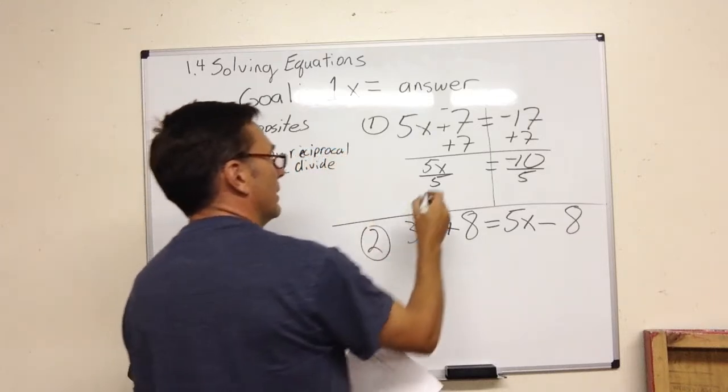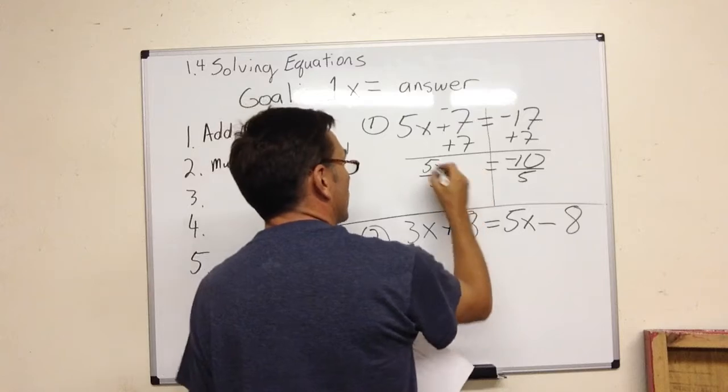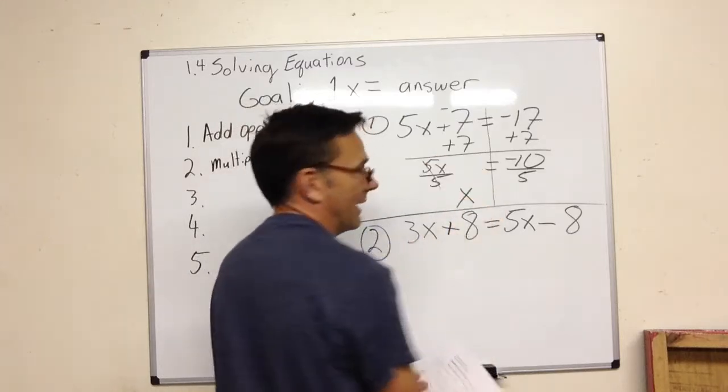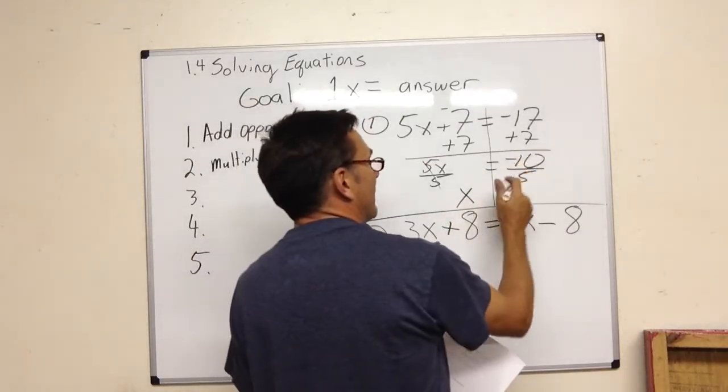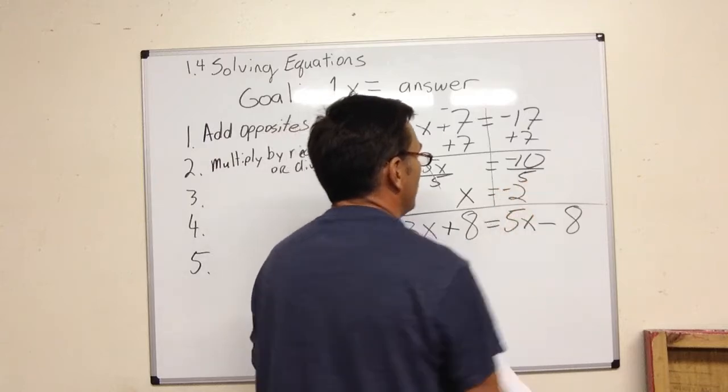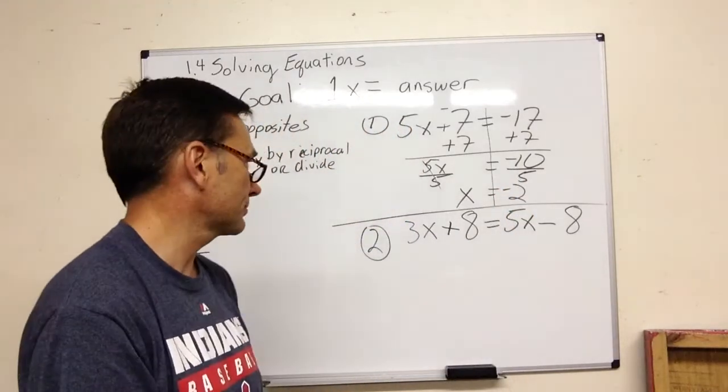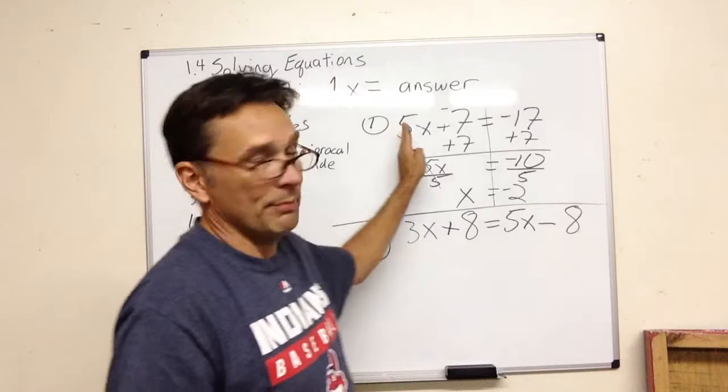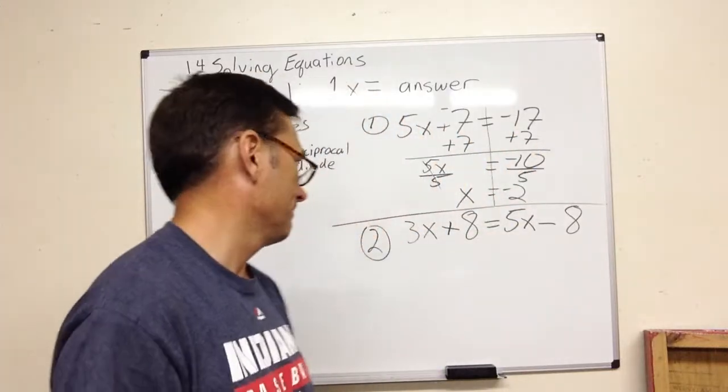That's our second thing. 5 divided by 5 is, guess what? That cancels out. It's x. Negative 10 divided by 5 is negative 2. And we have our answer. So, you've seen probably 1,000 problems like that.